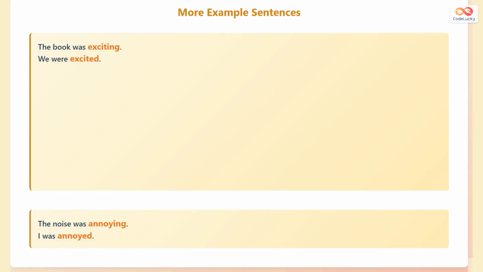Here are additional examples. The book was exciting shows that the book caused excitement. We were excited means we felt excitement. Another example is the noise was annoying, meaning the noise caused annoyance, whereas I was annoyed means you felt annoyed by the noise.